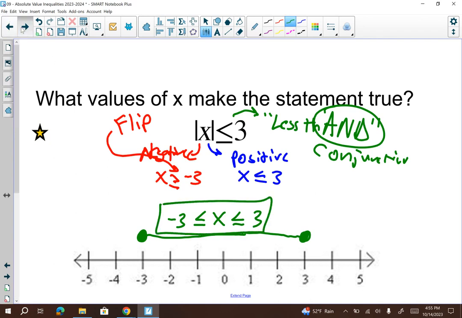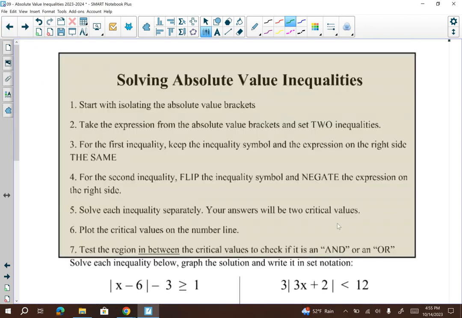Okay? So let's put that into practice in our booklet. So in our booklet, I'm going to remind myself that if I have less than or equal to, that's going to be an and inequality or a conjunction.